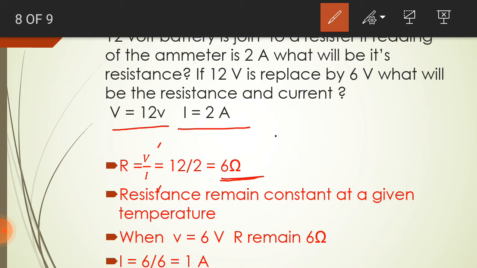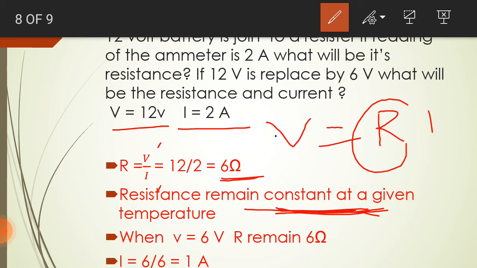The resistance does not depend upon the voltage and current. It depends upon the temperature and nature of the material. It also depends upon the dimensions of the material, length and cross-section area. But it does not depend upon V and I. It is a proportionality constant, because we got V is equal to some proportionality constant into I. So it is independent of V and I.